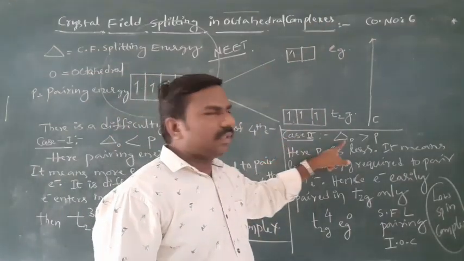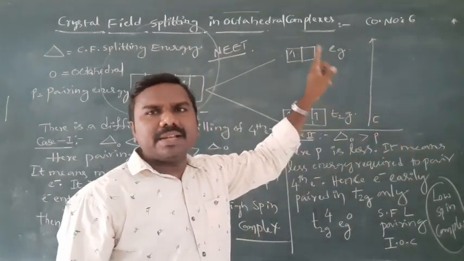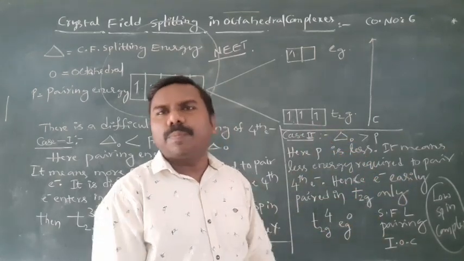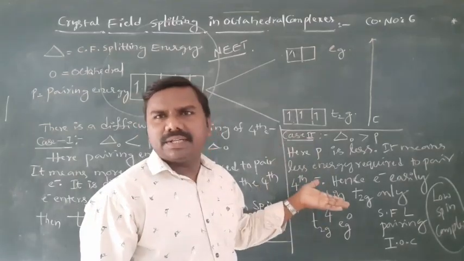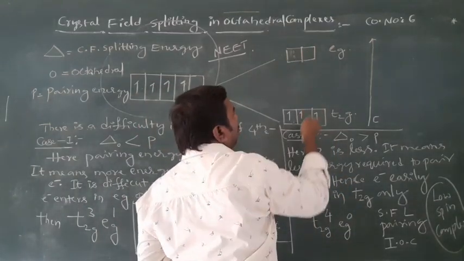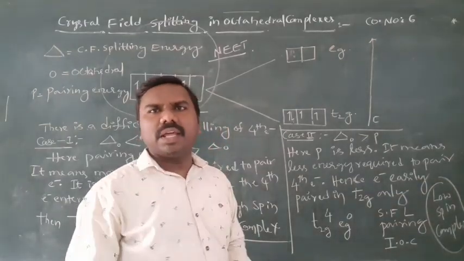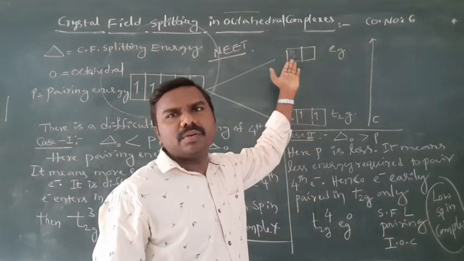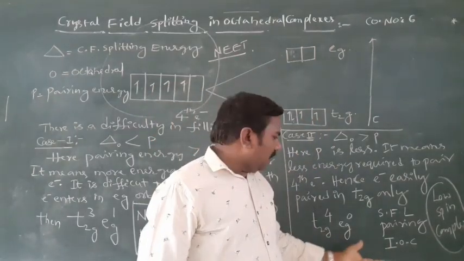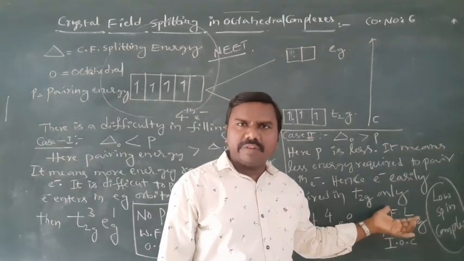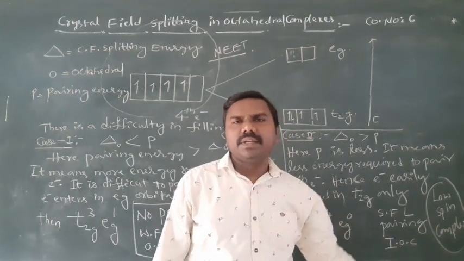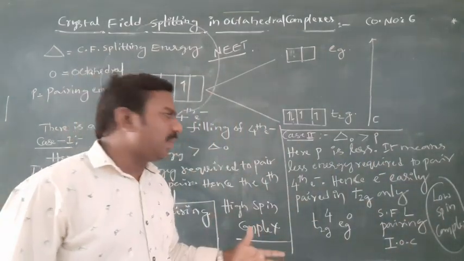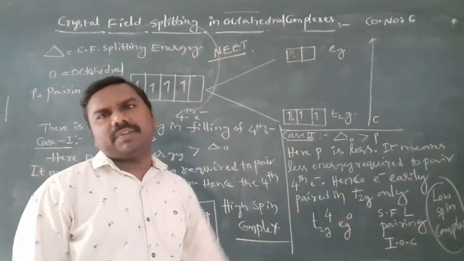And in this case, delta naught greater than P. Pairing energy is lower than splitting energy. Low means less energy is required, easy to pair the fourth electron in t2g itself, it will not enter into eg, it will be paired. Clear? Then the configuration is t2g4, eg will be 0. Then reverse points are inner orbital complex, pairing takes place, strong field ligand, then low spin complex. From this data only, they decided whether it is a low spin complex or high spin complex, or a strong field ligand or a weak field ligand.